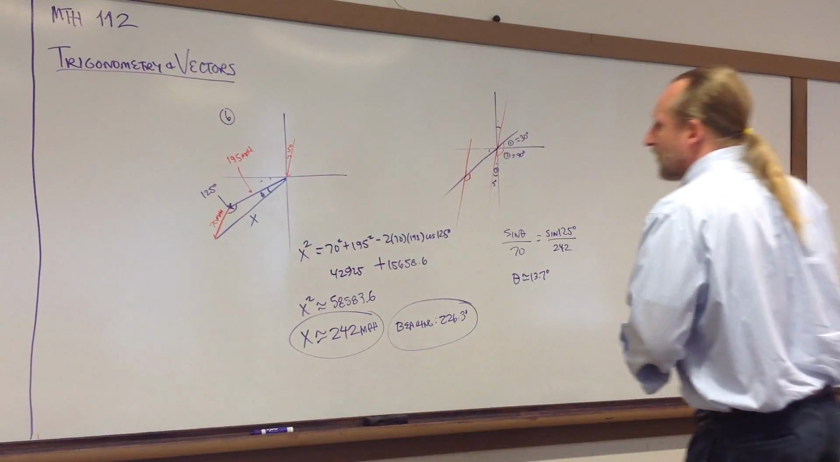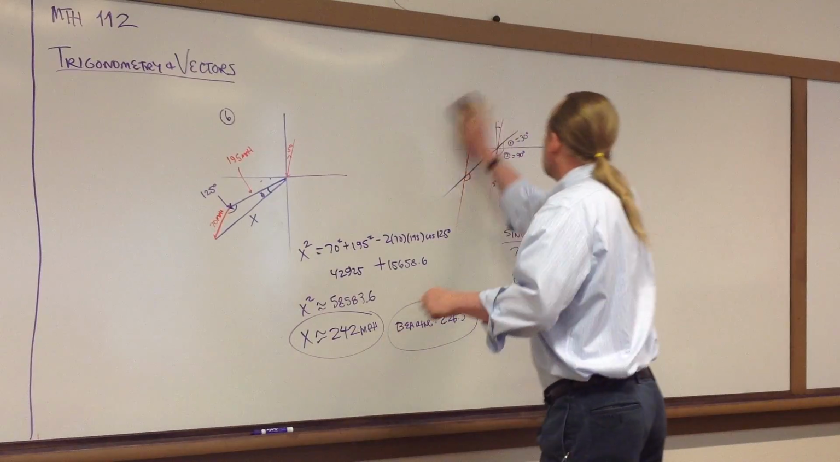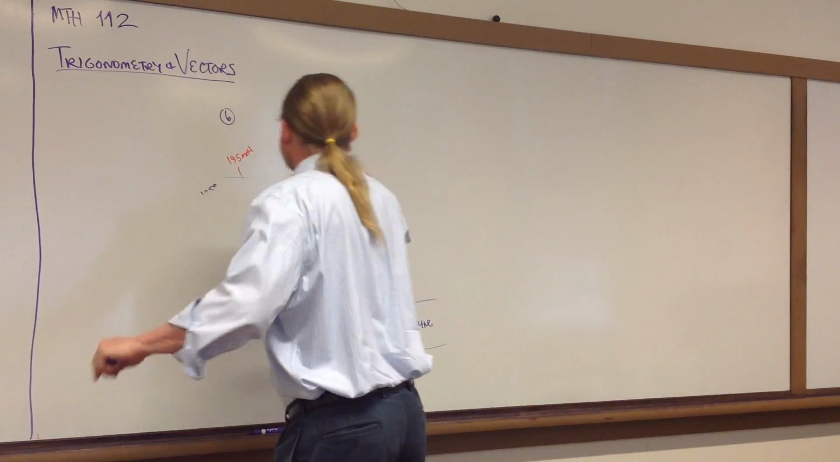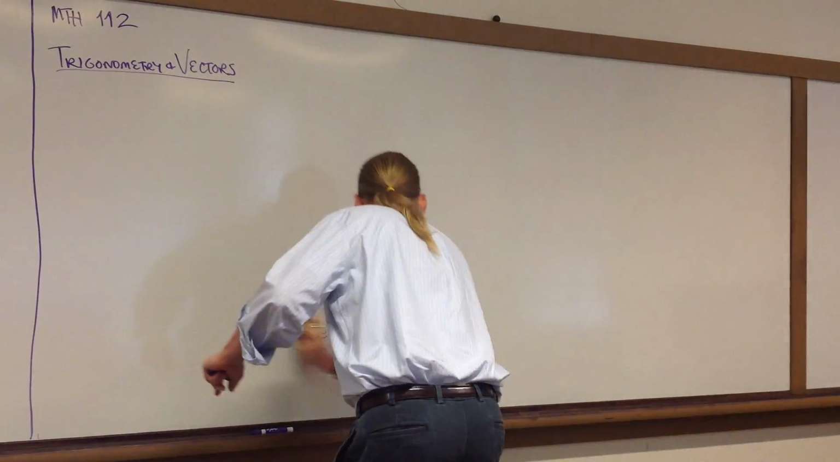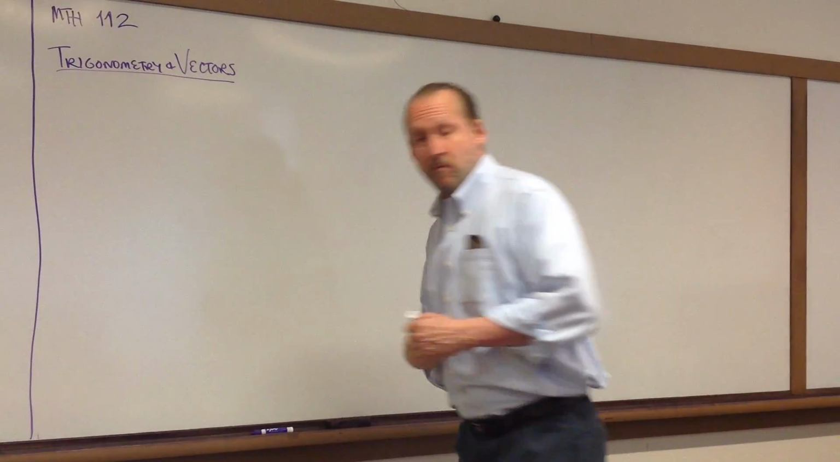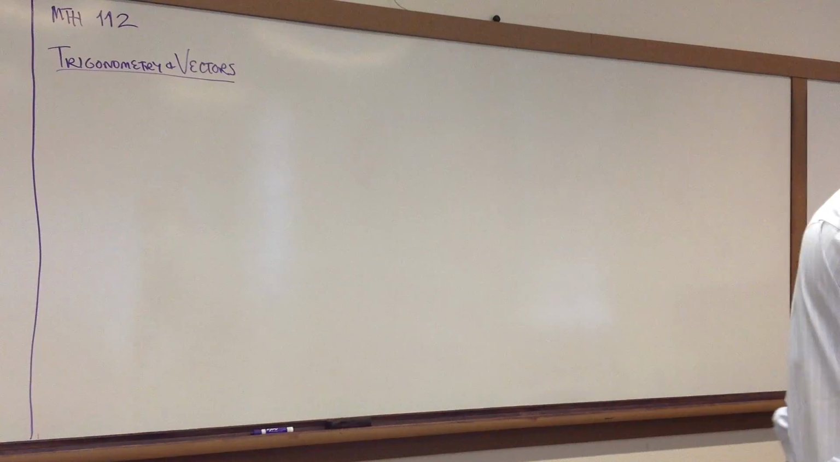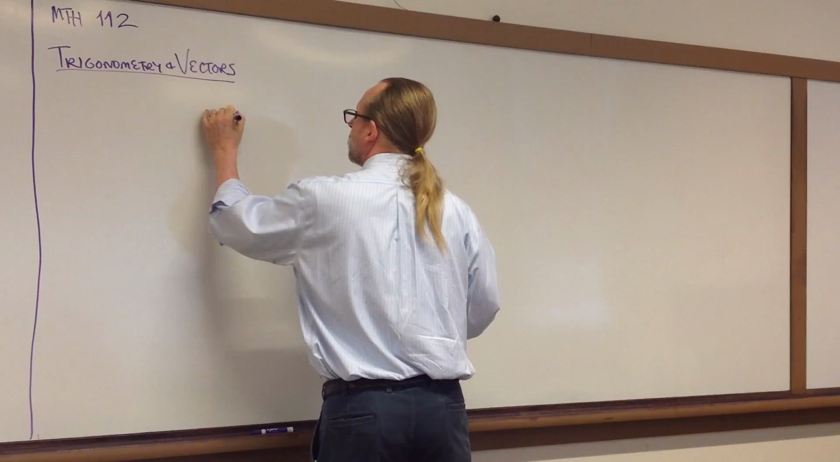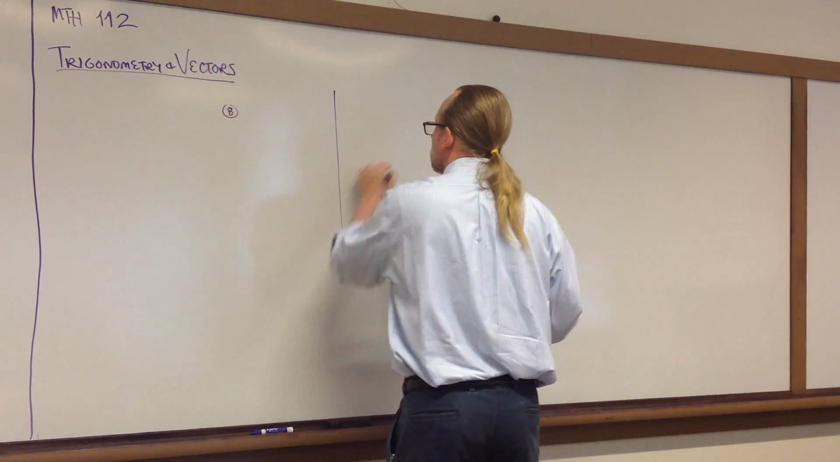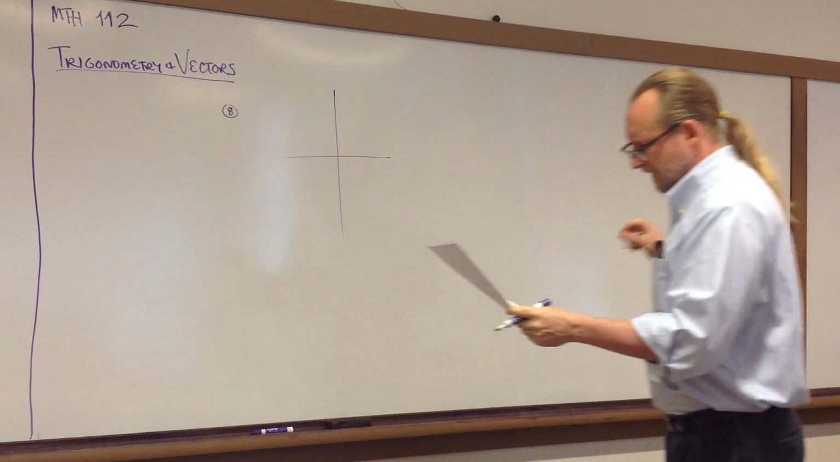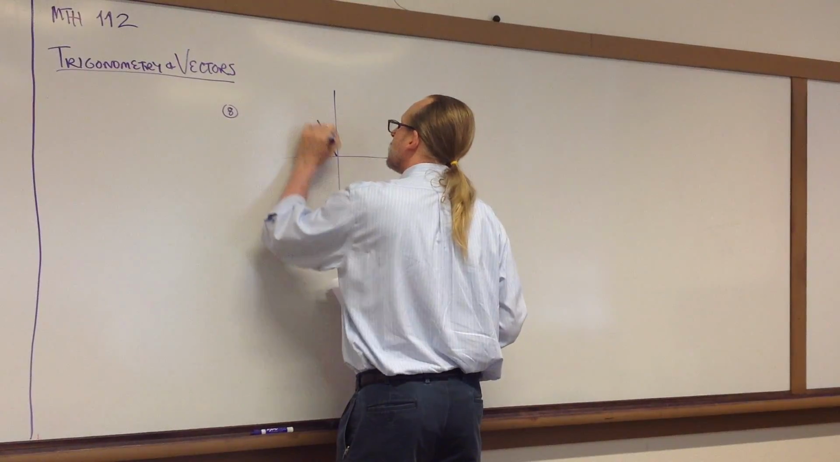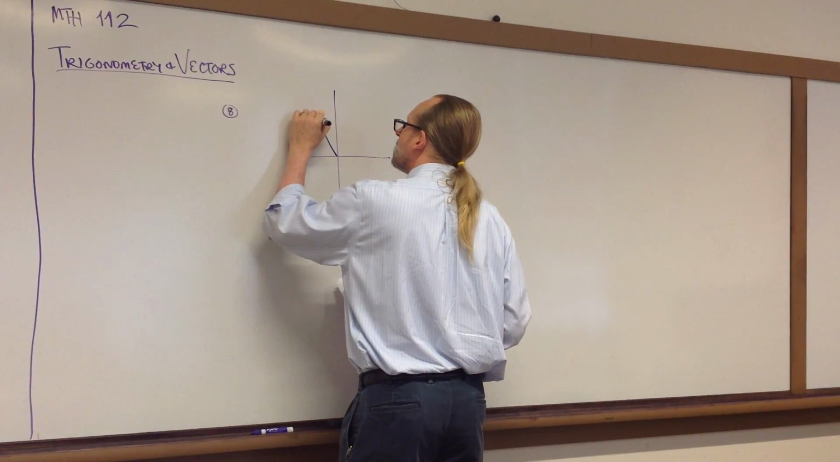All right, we got one more to look at, problem 8. Let's see what that one looks like. All right, a cruise ship traveling 16 knots on a heading of 330 degrees. Okay, so 330 degrees is going to look something like this.